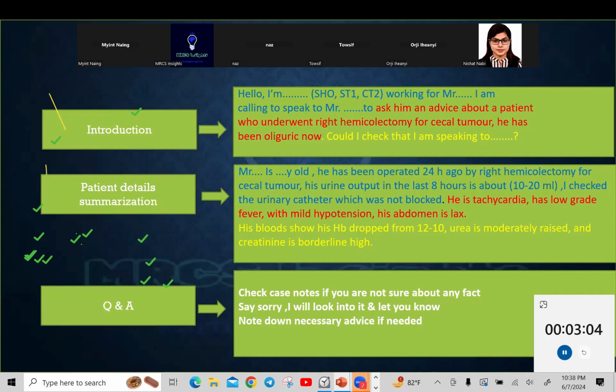Okay, that's good. If the HDU is full, who are you going to speak to? So I have to speak to the ITU registrar, who is in charge, and I will request him to facilitate a bed by discharging a stable patient or repartitioning of patients, so that we can facilitate it for our patient. That's good. Does he require operation now? We can't assure that until after the fluid challenge and thorough investigation till next morning. That's good. Do you want me to come back and see the patient?